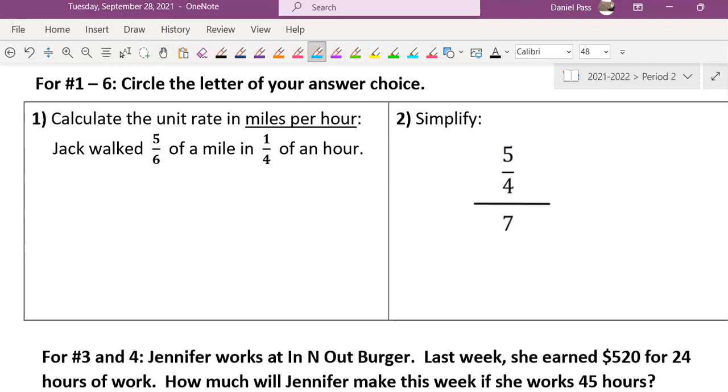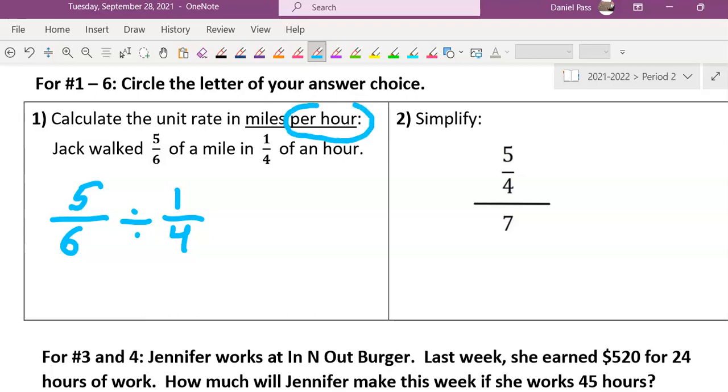For number 1, I did 5/6 divided by 1/4 equals. Okay, how did you know to do divided by 1/4? Because it says miles per hour. Yeah, per hour. That's kind of our keyword there. And if it's per, we divide by the number that's next to that unit. Awesome. Okay, next. And then equals 5/6 times 4/1.